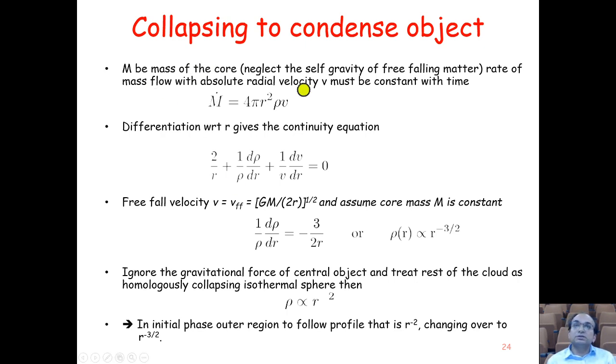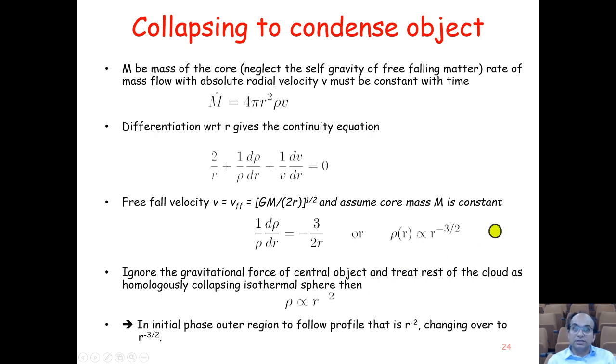Let m be a mass and v the absolute velocity of the flow. Then m dot, the rate of change of mass, that is the falling rate of the mass, is 4 pi r square rho v. If I differentiate with respect to r, I will get the equation of continuity, something like this. For the free fall, v is the square root of GM upon 2r. So assuming the mass of the core is constant, then 1 upon rho d rho upon dr is minus 3 by 2r, or rho is proportional to r to the power minus 3 by 2.